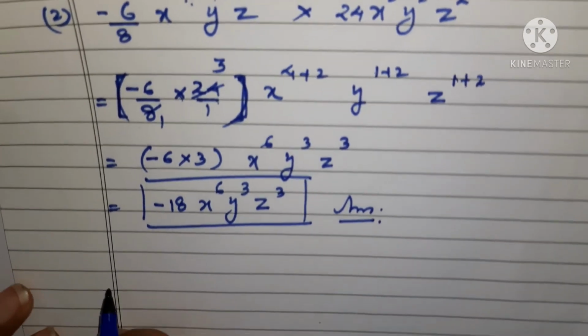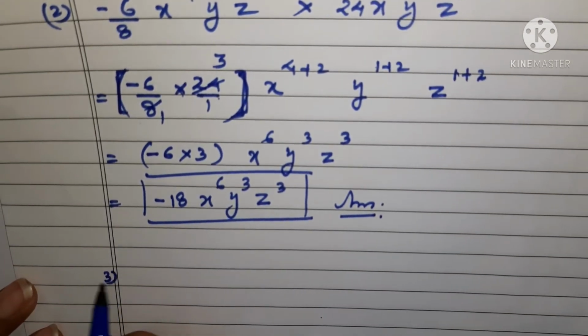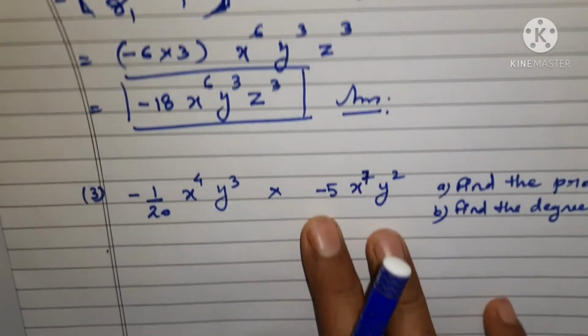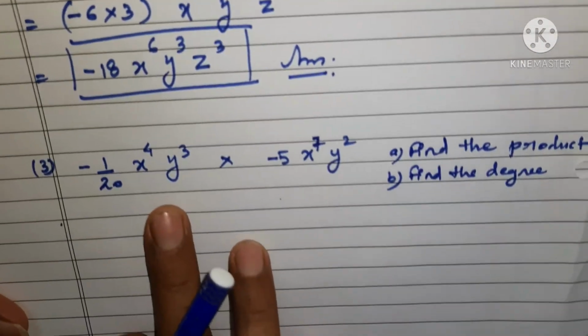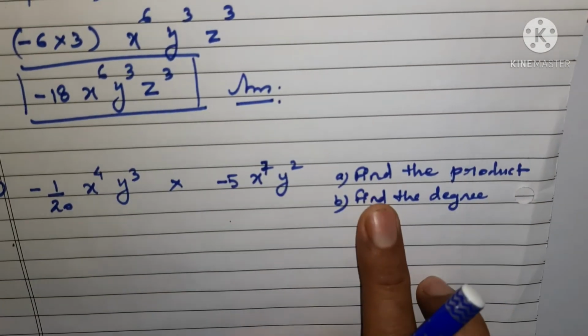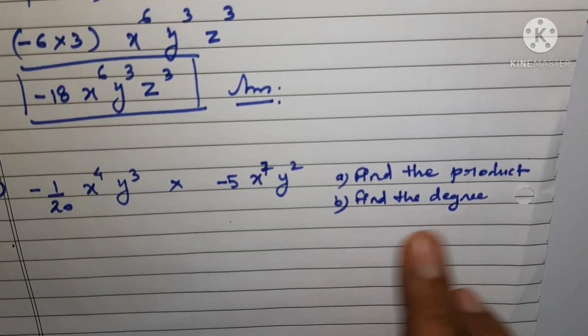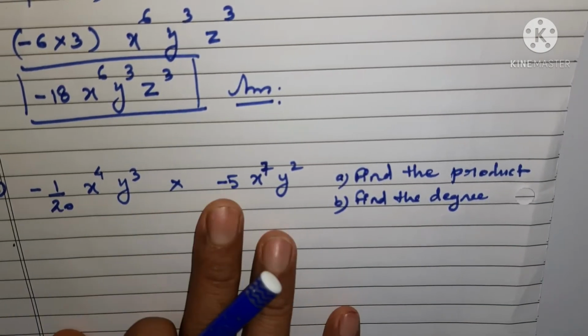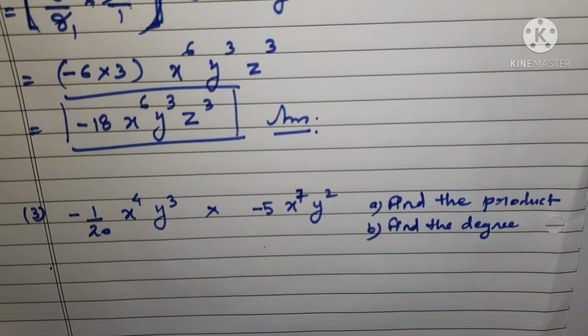Let us have one more example. I'll try to give you another example. So let's have one more example. Okay, let's try to do this type of question, but here we are having the question in two parts. The first part is to find the product, and the second part is to find the degree of the expression. You have to find the degree as well in this case. So let's try to solve this question.